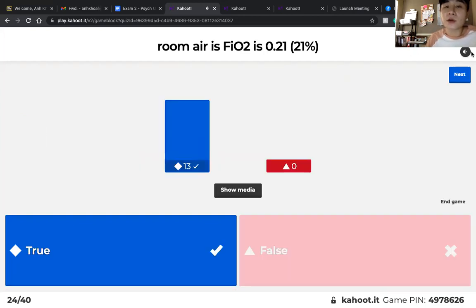Awesome, guys. So FiO2 is the percentage of oxygen in the environment. In room air, the normal air that we breathe, the percentage of oxygen is 21%.